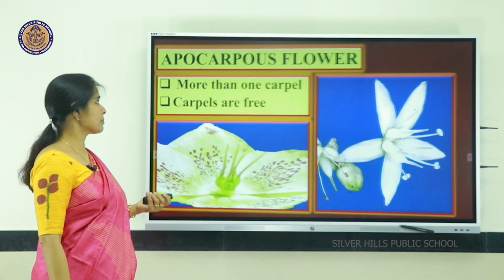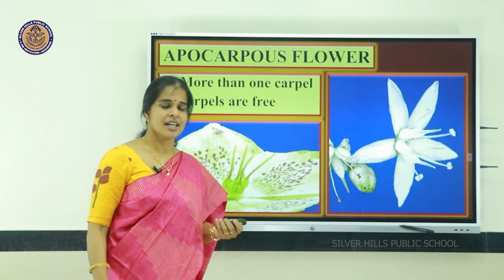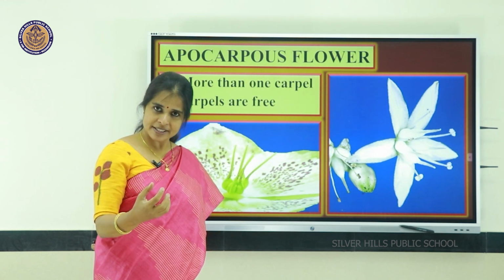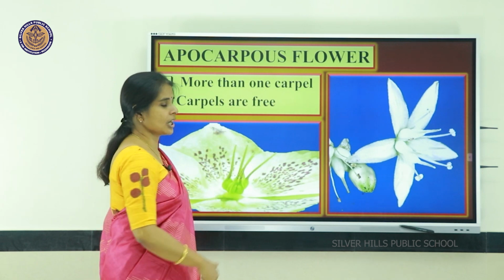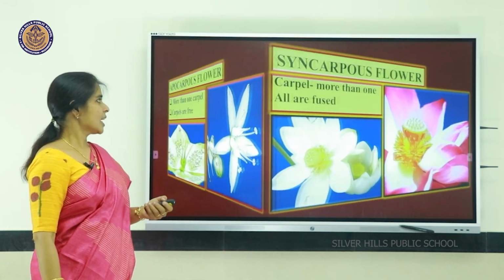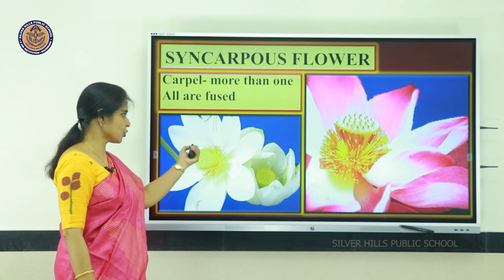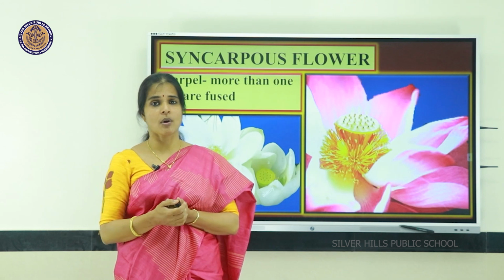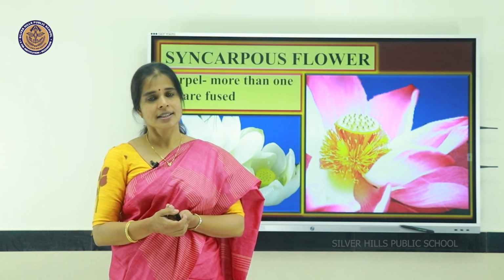So, differentiate between apocarpus and syncarpus flower. How will you differentiate? If many carpels are present, and the carpels are free, it is known as apocarpus, whereas if more than one carpel is present and the carpels are all fused, it is known as syncarpus. Syncarpus is seen in aquatic plants like water lily, lotus, etc.